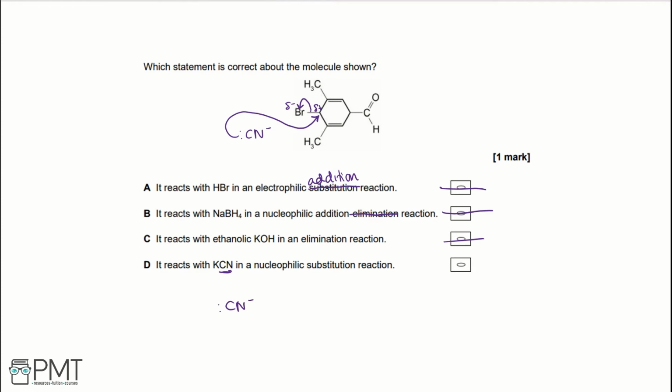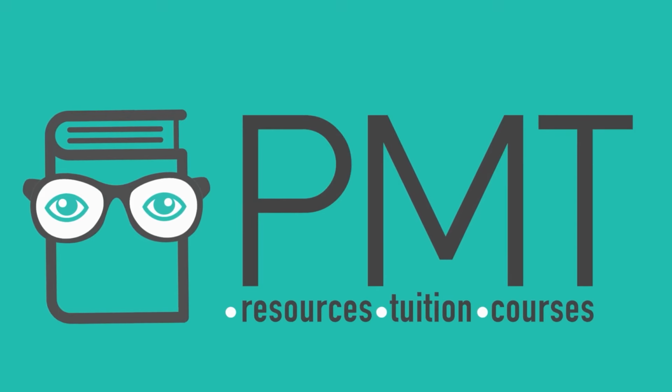So looking at the details, KCN is the correct reagent for nucleophilic substitution. And that's the key in this question. It's looking at the reagents and looking at the reaction that they propose and seeing if they match up. So to get the mark for this question, you need to circle the box that corresponds to D.